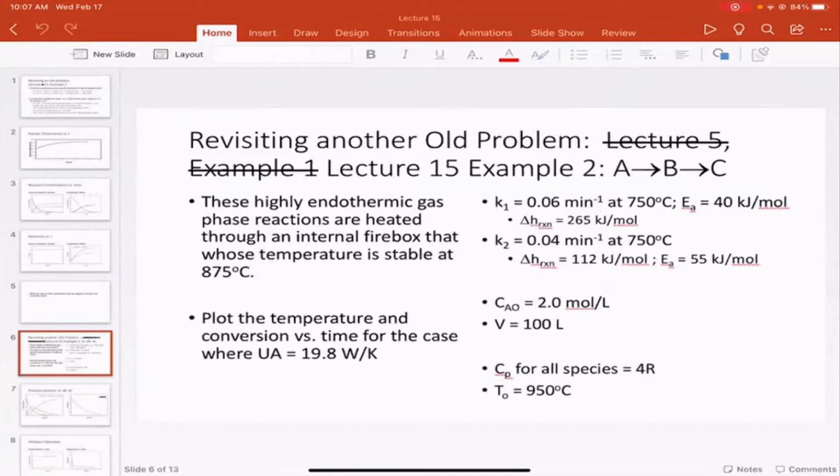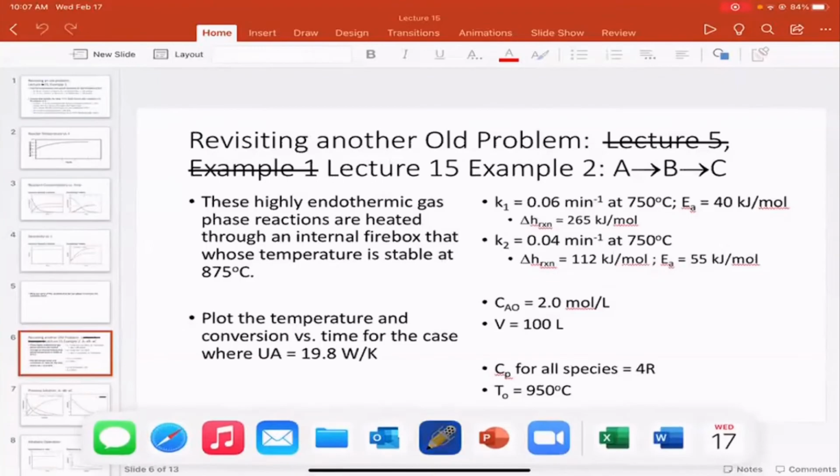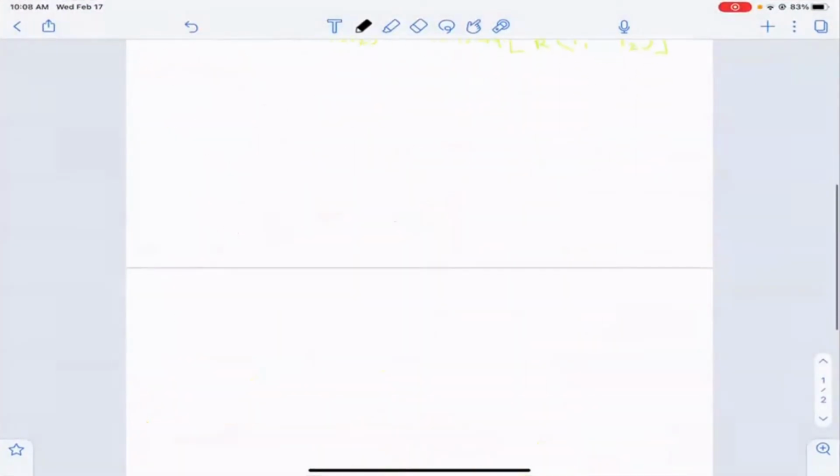So we have delta H of reaction for both reactions, A to B, with the reaction rate constant K1, and B goes to C with the reaction constant K2 here on the right-hand side. And we can see that they're both endothermic. We're going to assume that the heat is provided through something called a firebox, whose temperature is stable at 875 degrees C.